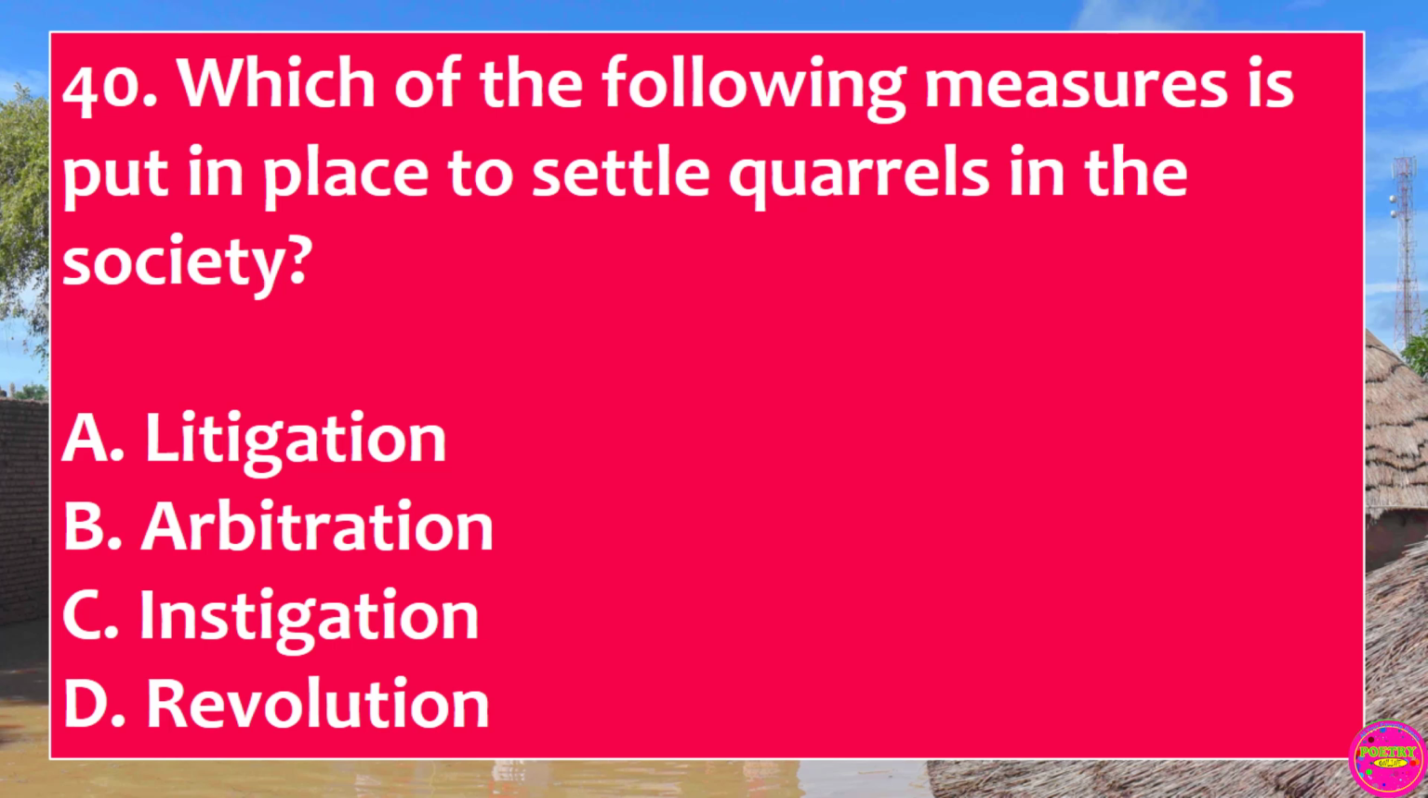Question 40. Which of the following measures is put in place to settle quarrels in a society? A. Litigation. B. Arbitration. C. Instigation. D. Revolution. The correct answer to this question is B. Arbitration.